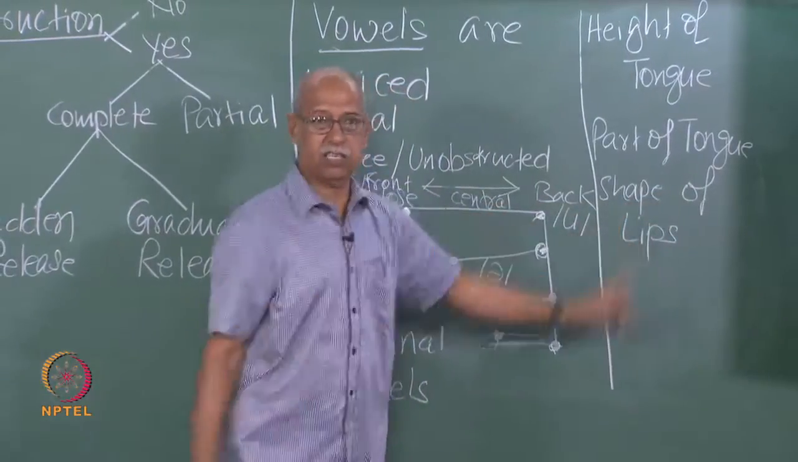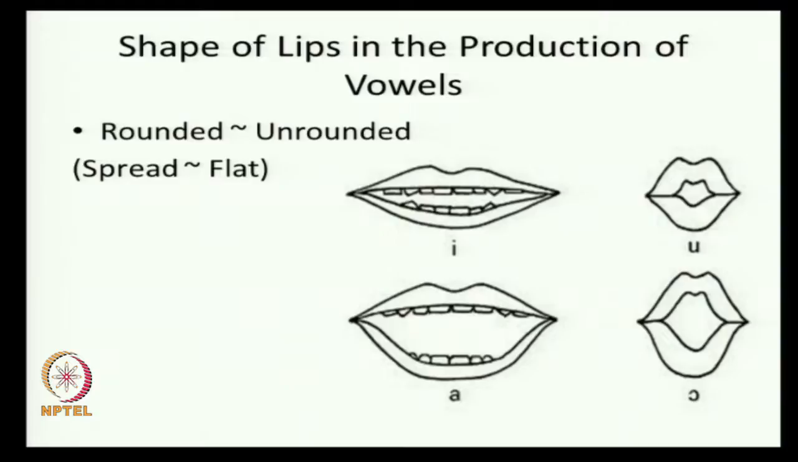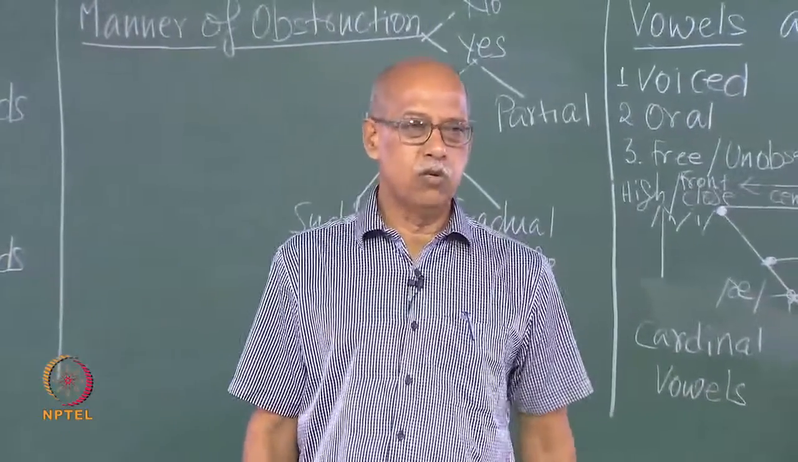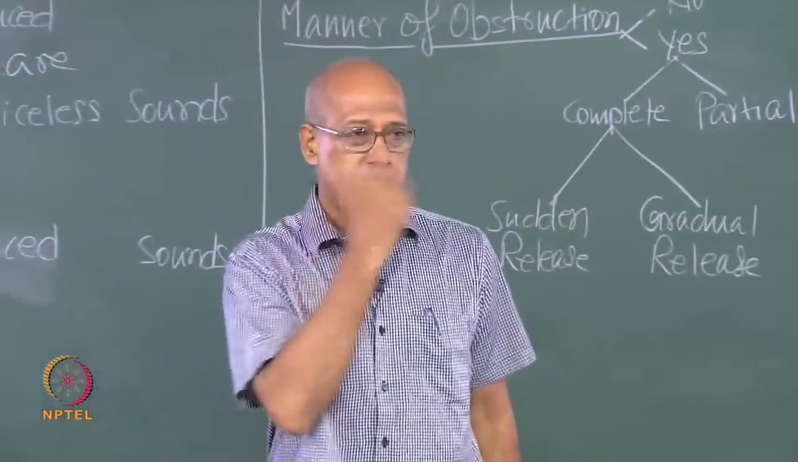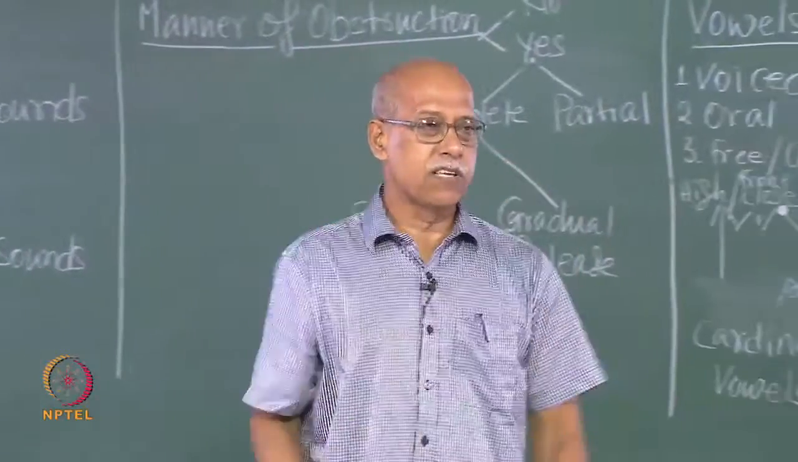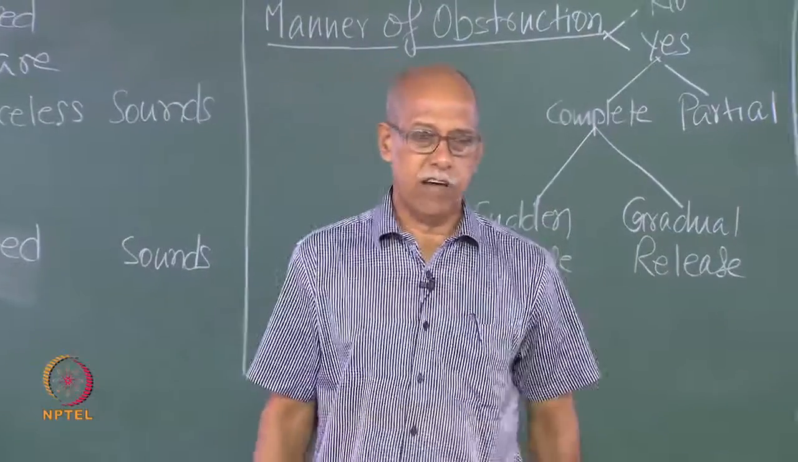Third factor is shape of lips. Shape of lips can be either flat. Look at the screen. When you say E, can you round your lips and say E? Try it. Can you round your lips and say E? You can't. Okay, we cannot. Similarly, when we say oo, our lips are rounded. Can you spread your lips and say oo? No, we cannot. So that is the third factor.